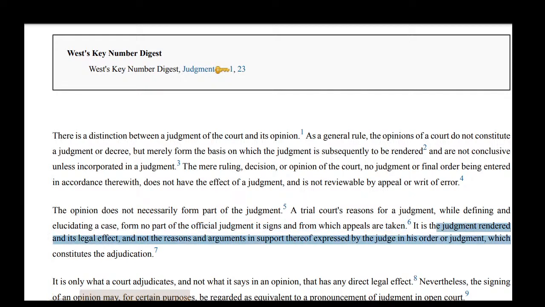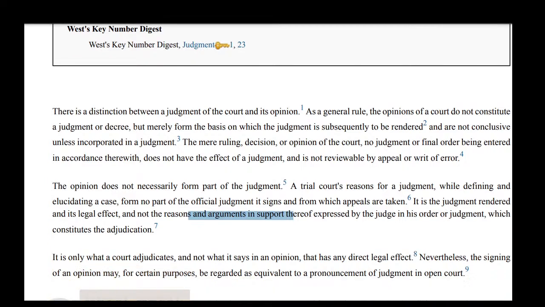It is the judgment rendered and its legal effect, and not the reasons and arguments in support thereof expressed by the judge in his order or judgment, which constitutes the adjudication. So again, the judgment rendered and its legal effect, not the reasons, would be appealable. So if it's something where the appeal would lie, it would be in the legal effect of a judgment rendered, not the reasons in support thereof expressed by the judge in his order or judgment, which constitutes the adjudication. So it's the legal effect of the adjudication, not the reasons supporting or leading to it.